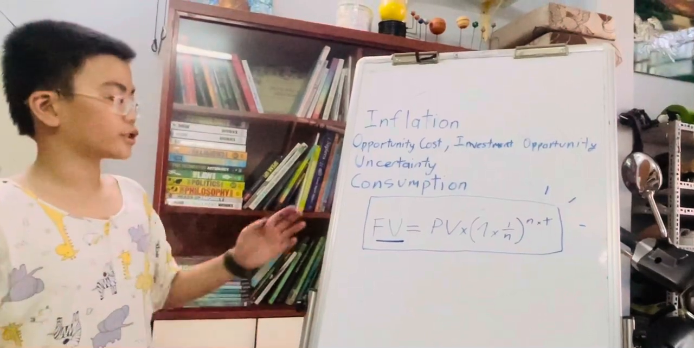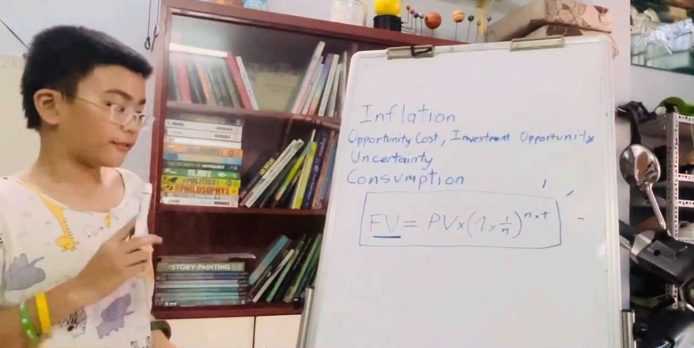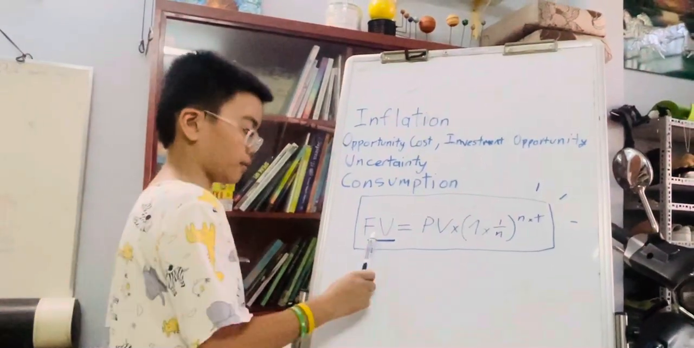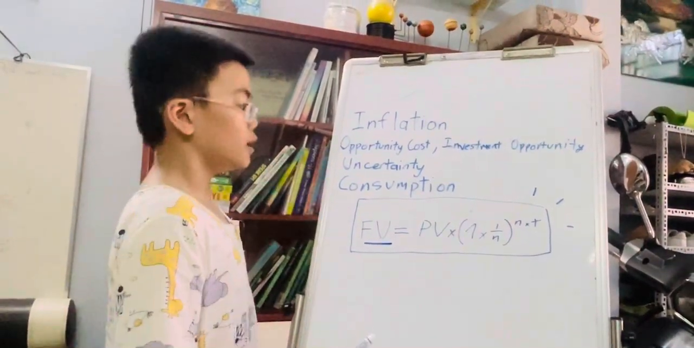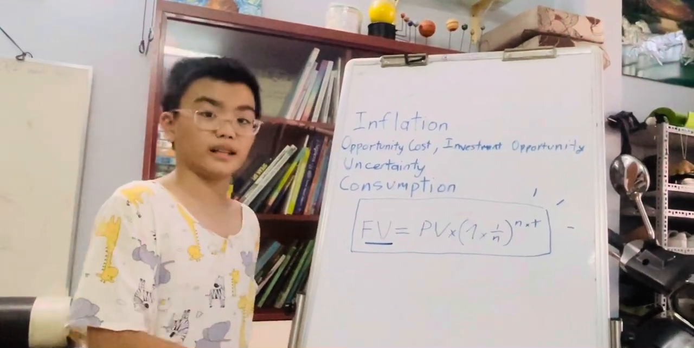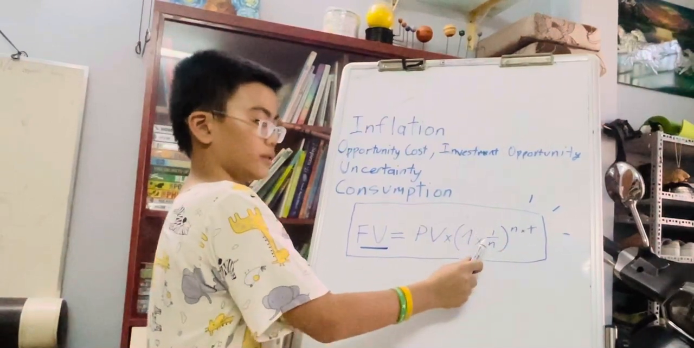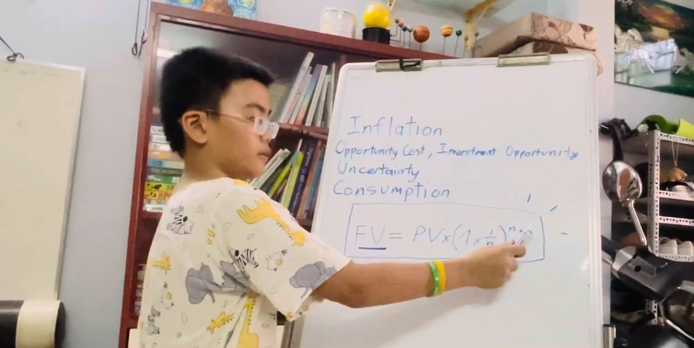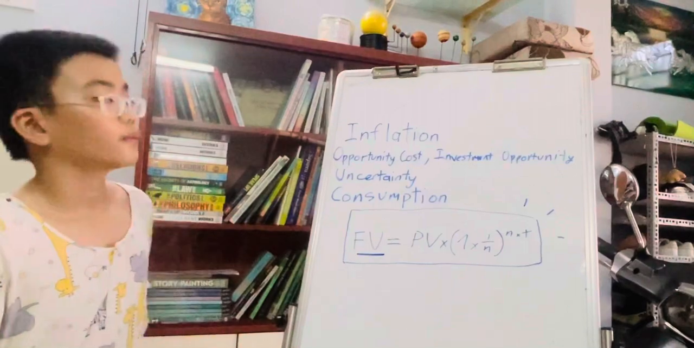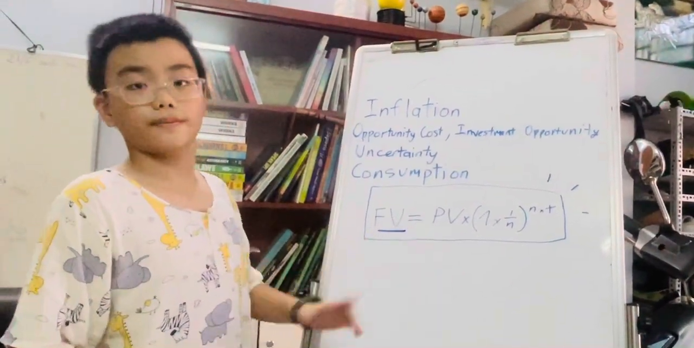Firstly, we must understand what factors are in the formula. The factors in the formula are the future value, which is the same as here, the present value of something, in this case, a currency, interest rate, number of compounding periods per year, number of years. So, how are these keywords related to this?